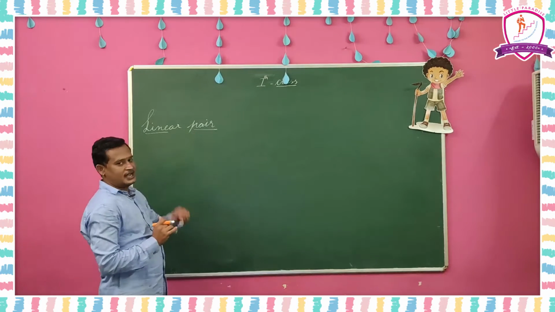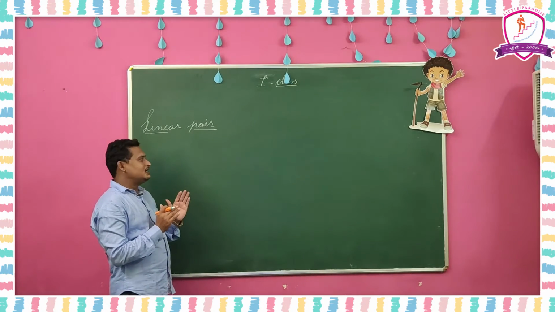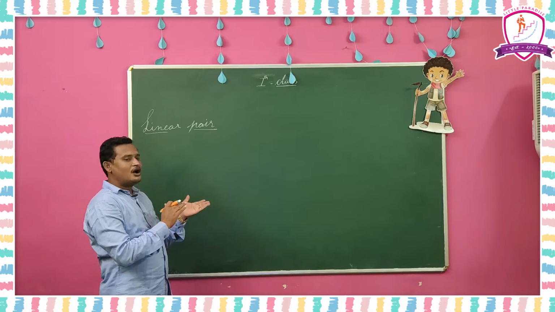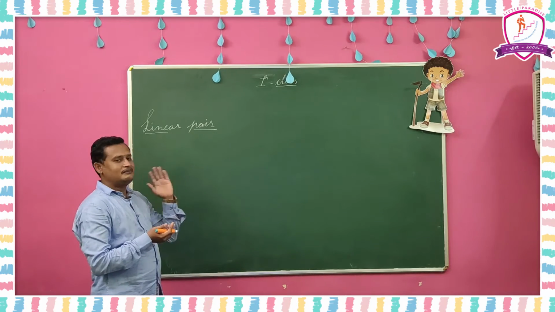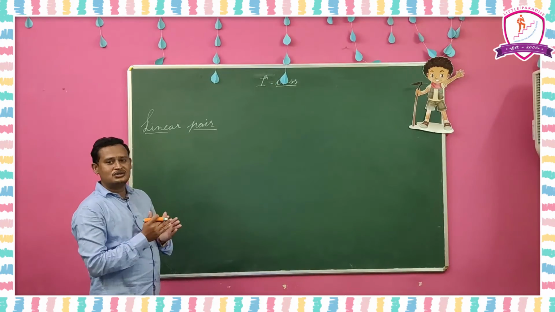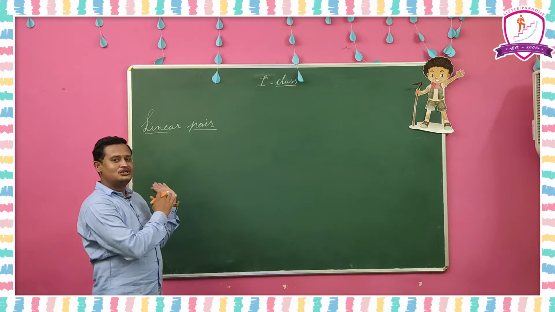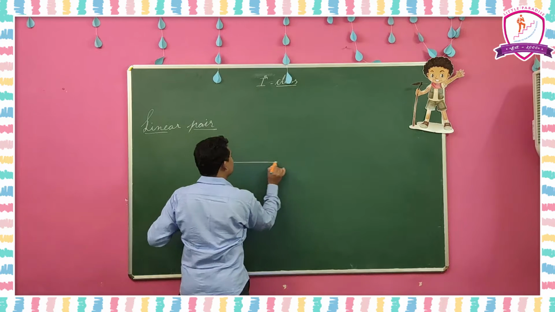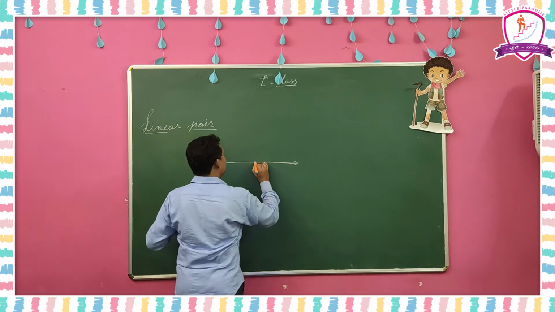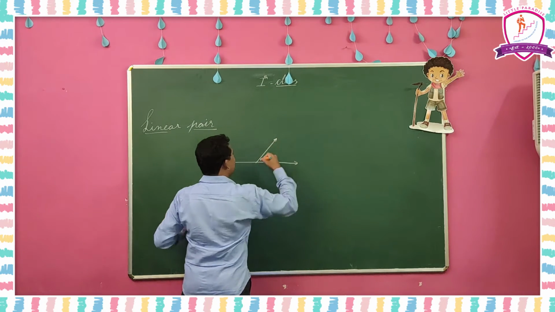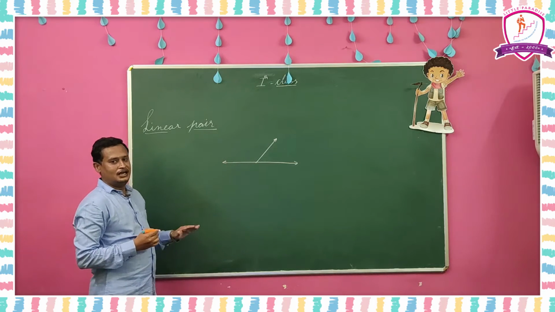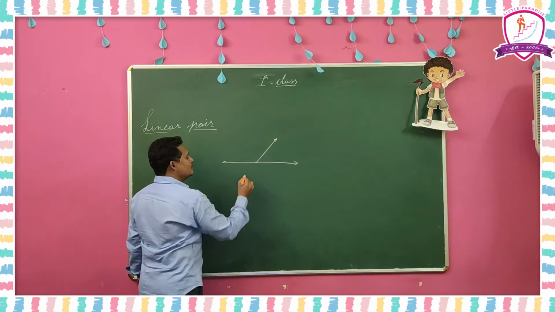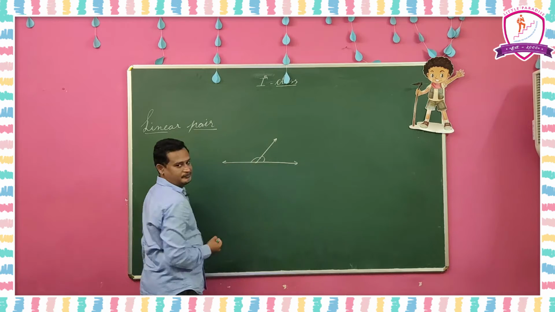So, linear pair of angles. Which angles lie on the same line with the same arm? These linear pairs are also adjacent angles only, but these two angles are on the same line. So here one straight angle is there, which means one ray is cutting this angle, so here two angles will form.